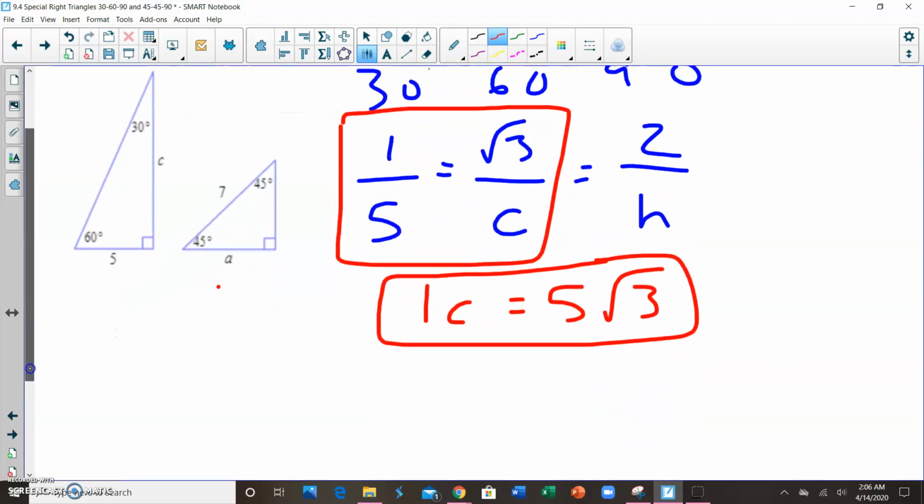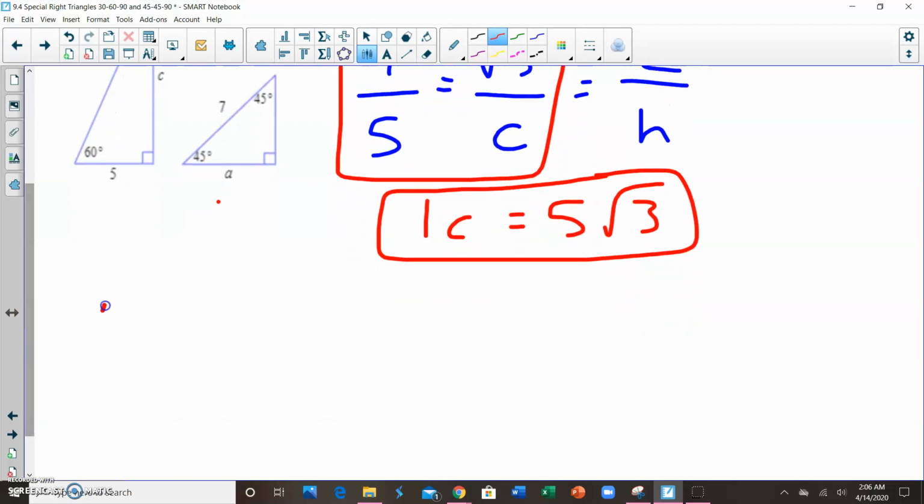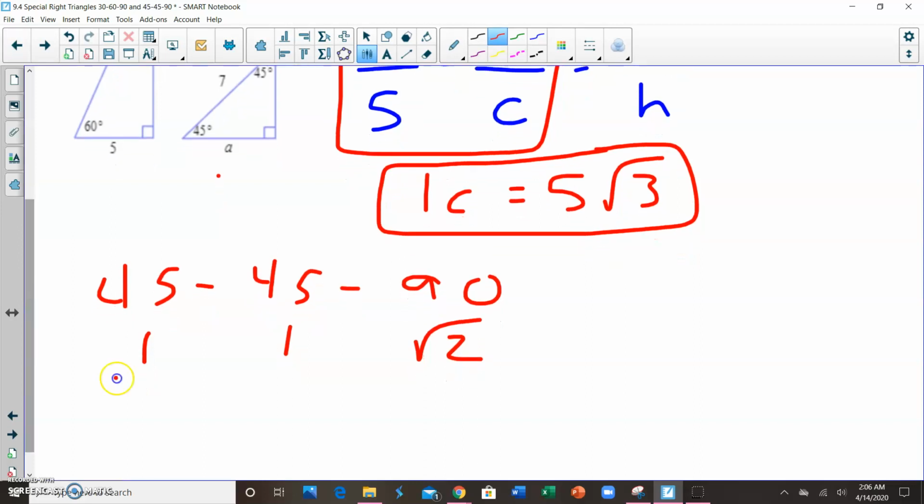All right, so now let's look at the 45, 45, 90. With the 45, 45, 90, if you want to set it up as 1, 1, root 2, you certainly can. It's totally up to you. So underneath the 45, across from the 45-degree angle is A. Across from the other 45-degree angle, that would also be A, although we don't need them both. And across from the 90-degree angle is 7.